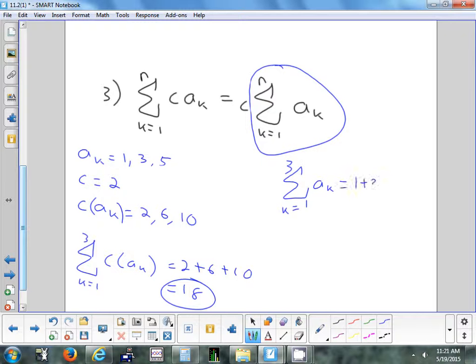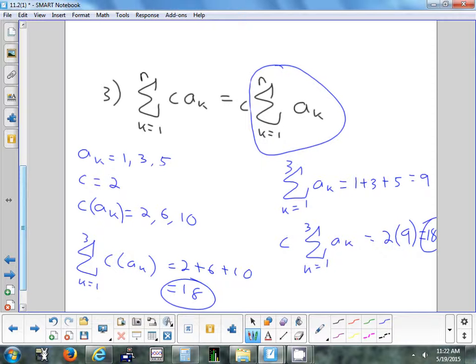So we have 1 plus 3 plus 5. Okay, gives me 9. So what I just circled in blue, that result is 9. Take that result and just multiply by C. So now C times the sum from k equals 1 to 3 of A sub k. C is 2. We just figured out this whole sum. It was 9. And 2 times 9, 18. So we get the same answer either way.